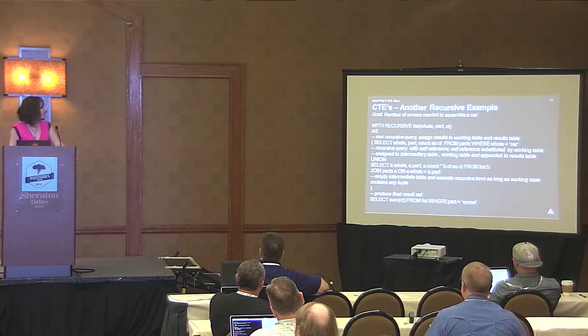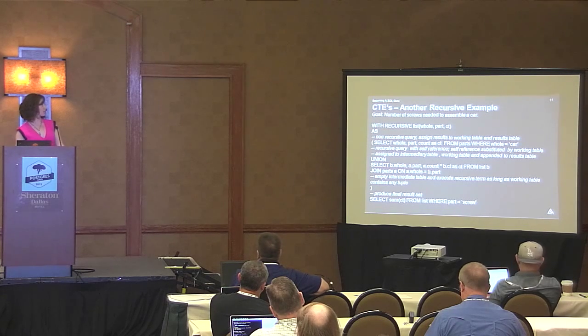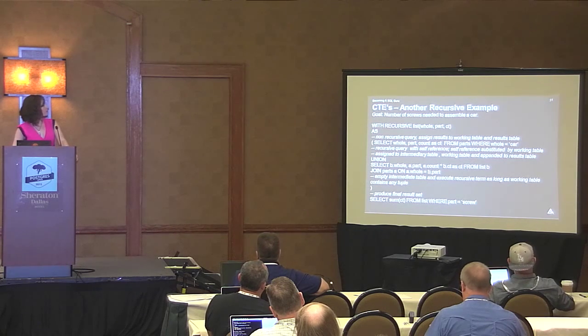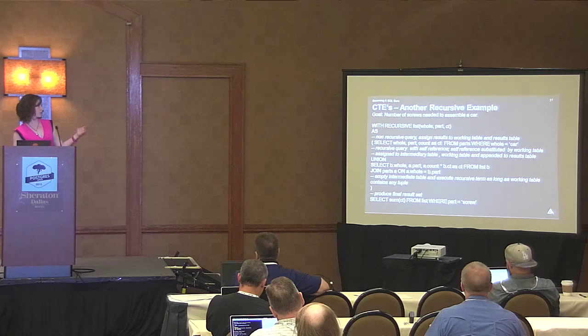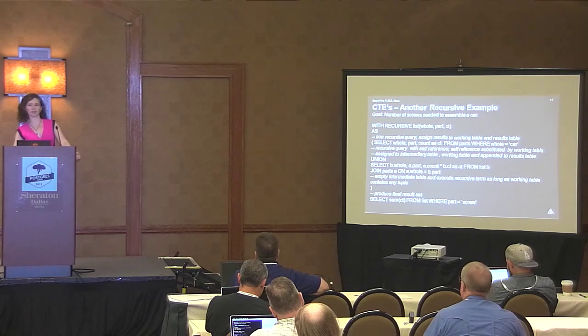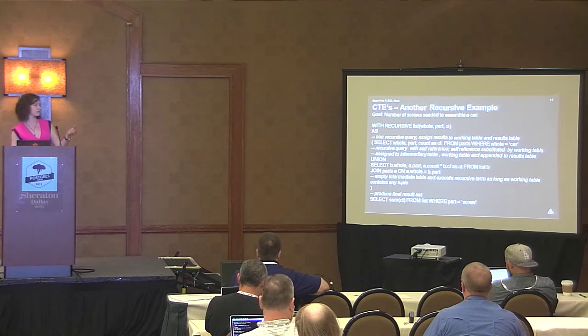I saw that. All right, so we're going to specify our with recursive list clause. We're going to specify that we want to output the whole, the part, and the count. So we have our non-recursive portion of the query, which is assigning the results to the working table and results table. So we have select whole, part, and count from parts where the whole is equal to the car. That's our standard starting point. Then for our actual recursive term, we're specifying that we want to join our initial list to parts again where the whole is now equal to the part. So in this case, we're trying to get any component of the car and its components.